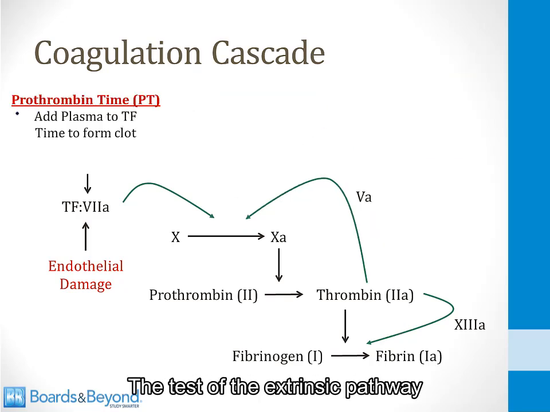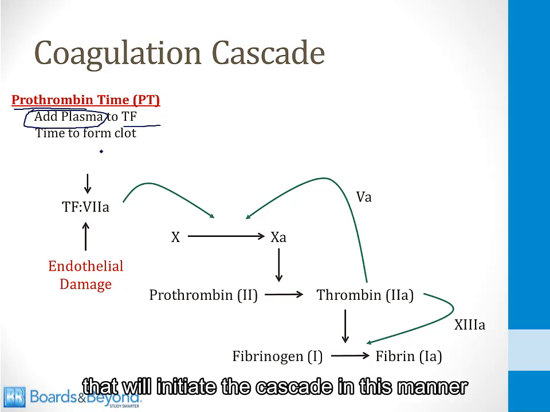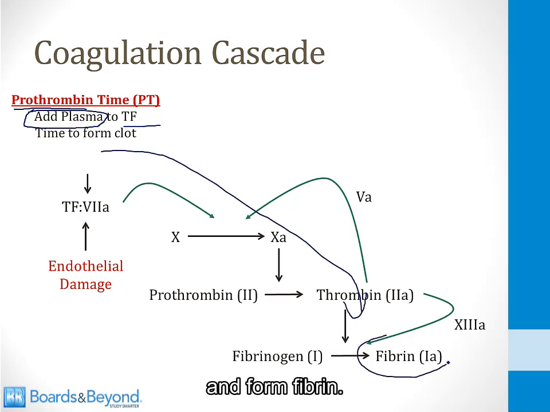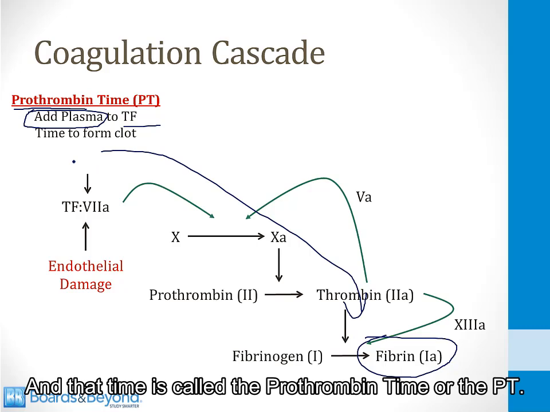And you measure the time it takes to form a clot, and that time is the PTT. The test of the extrinsic pathway is called the prothrombin time. In this test, tissue factor is added to a sample of a patient's plasma. That will initiate the cascade in this manner and form fibrin, and you measure the time it takes to form a clot, and that time is called the prothrombin time, or the PT.